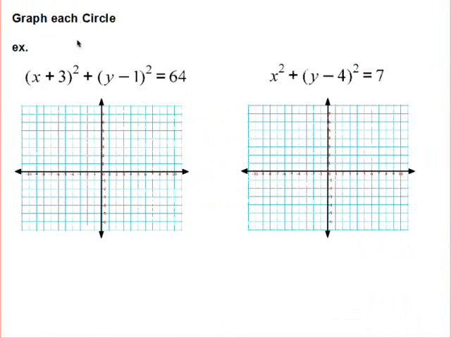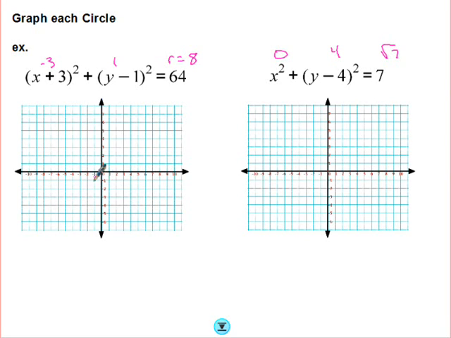Let's try 2. All right, let's do a couple more. So the center here is -3, 1, and the radius is 8. The center here is 0, 4, and the radius is the square root of 7. Okay, the square root of 7. All right, so let's take a look.